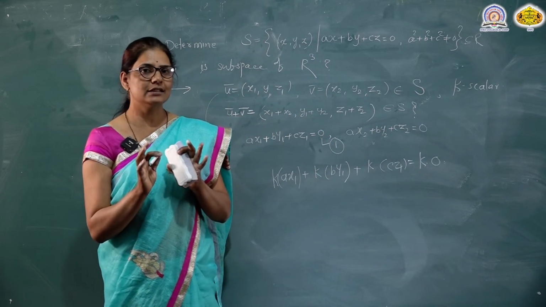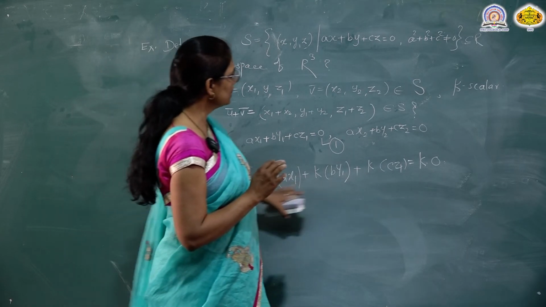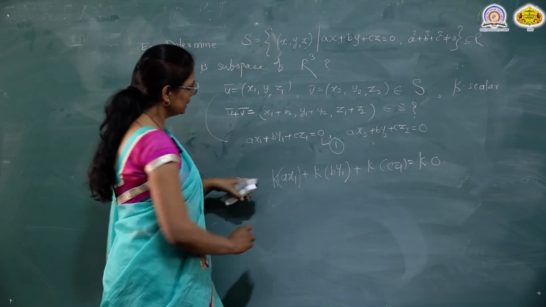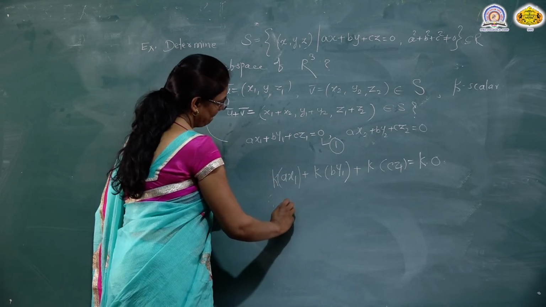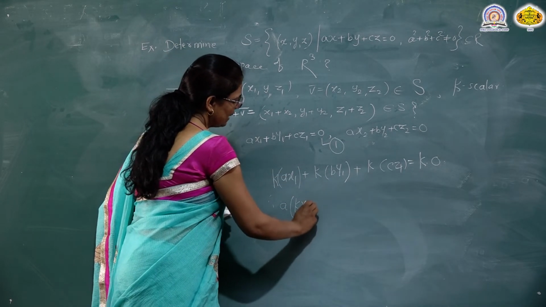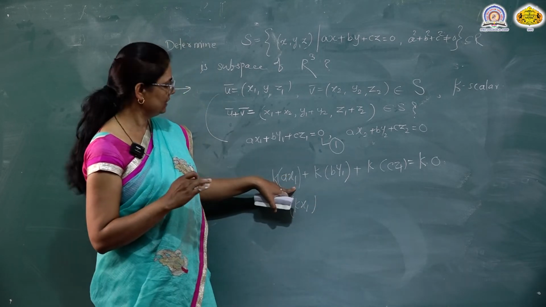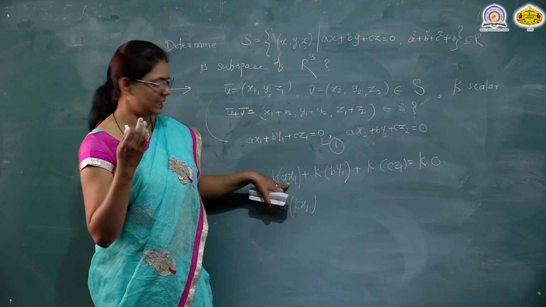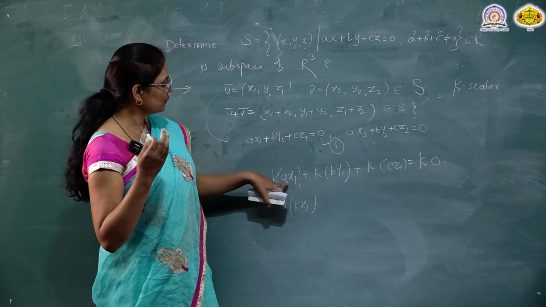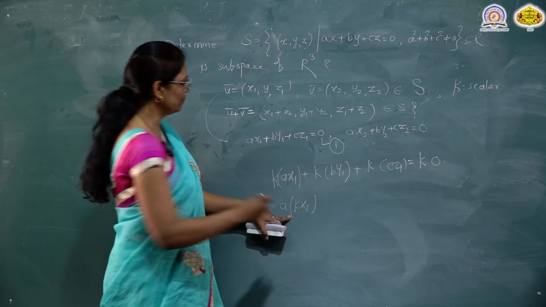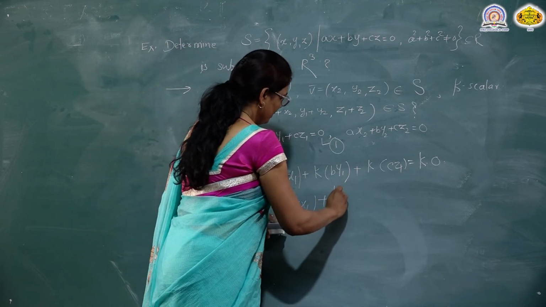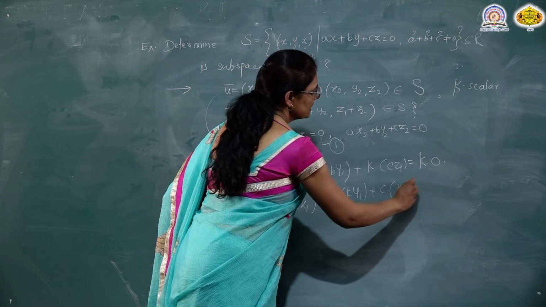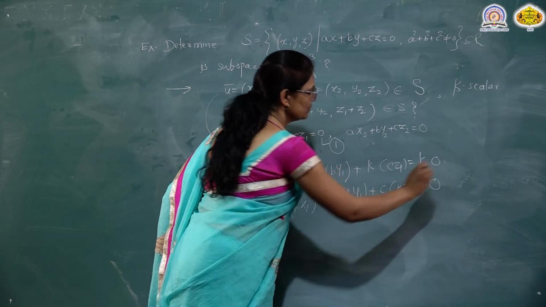So just rearrange the terms. All the variables here are real numbers, so this can be written as a times kx1. I put k and x1 in one bracket. Actually, we use here the associative as well as the commutative property of the real numbers. So this term can be written in this form, plus b times ky1 plus c times kz1 is equal to 0.